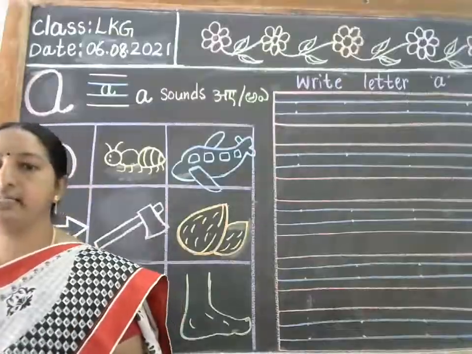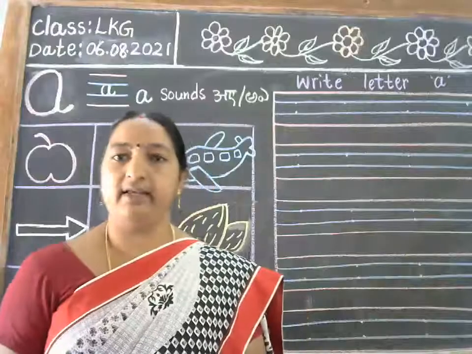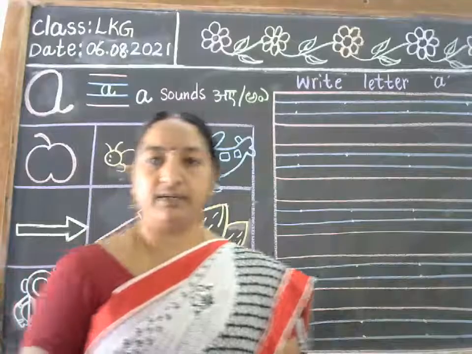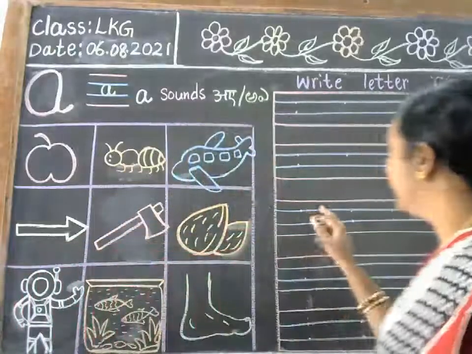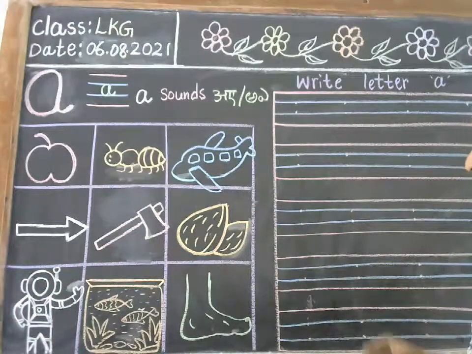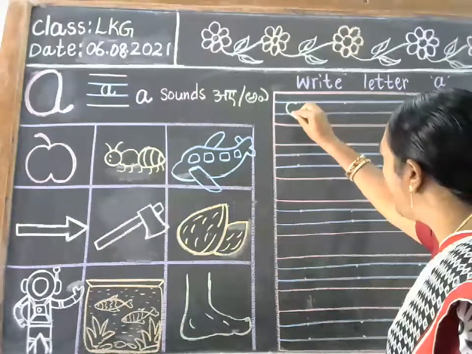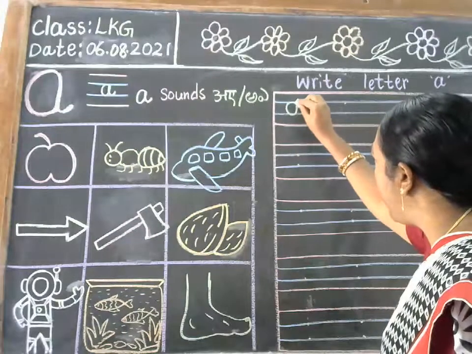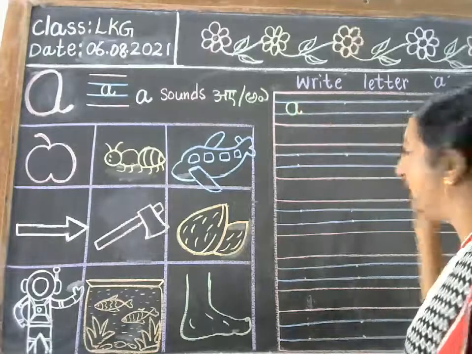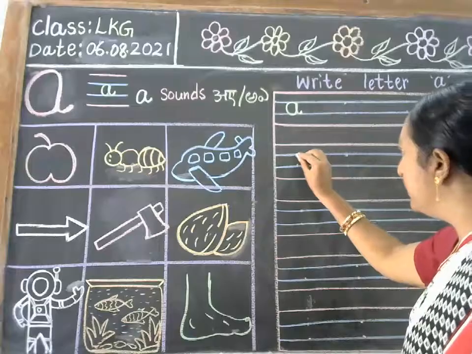Children, let us see how to write letter A. Look at the blackboard, children. See here, this is letter A. Let me show how to write letter A. See here, start from this dot, put a circle, then up and then down. Letter A.